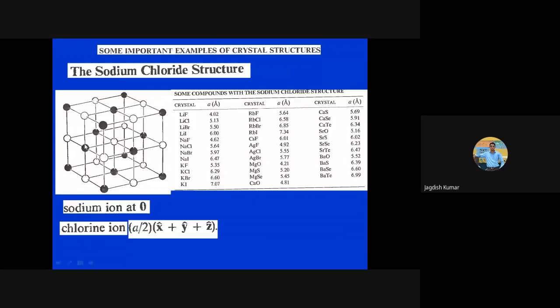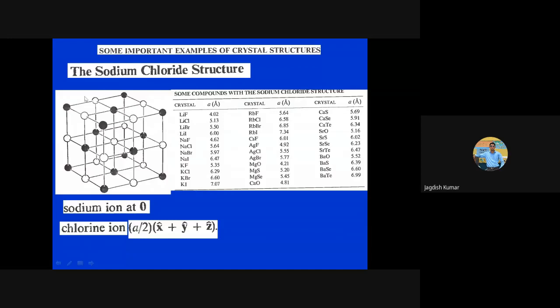So when I'm coming to this sodium atom, I have to draw the coordinate axes again: X axis, Y axis, and Z axis. And corresponding to this, I have to find out where is the half, half, half in this cube. I have to draw a cube of same length A. Then corresponding to this, there will be a chlorine atom sitting here. So this is the chlorine atom sitting here corresponding to this sodium atom.